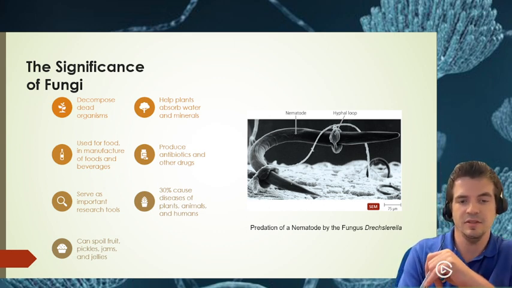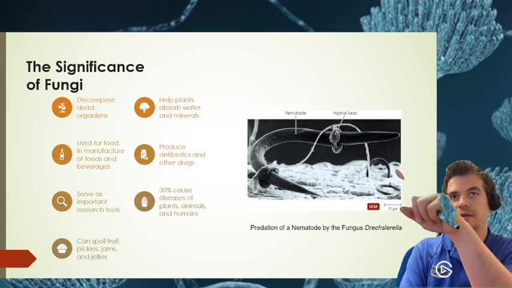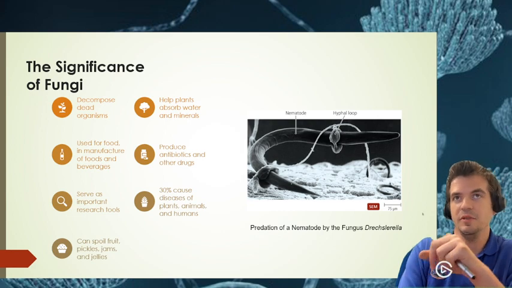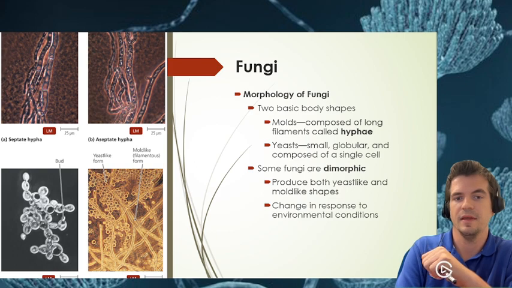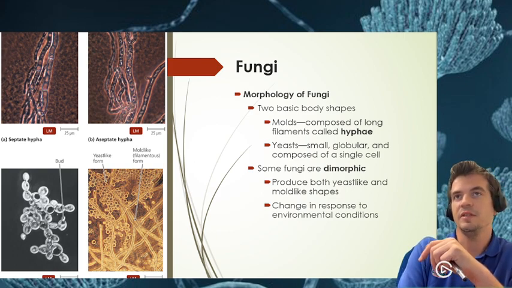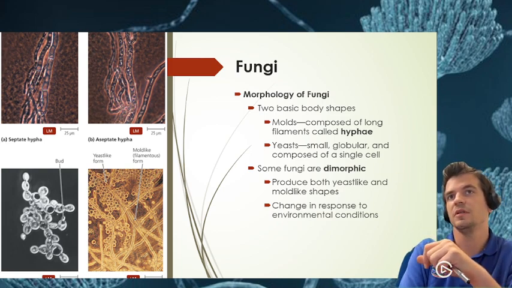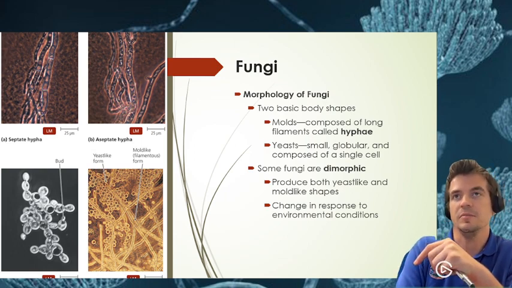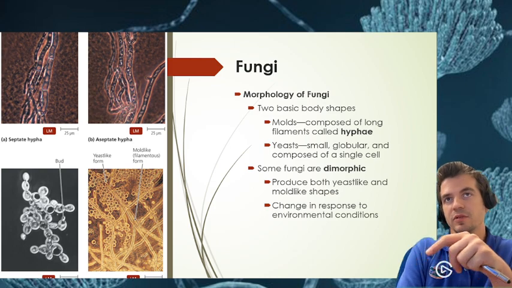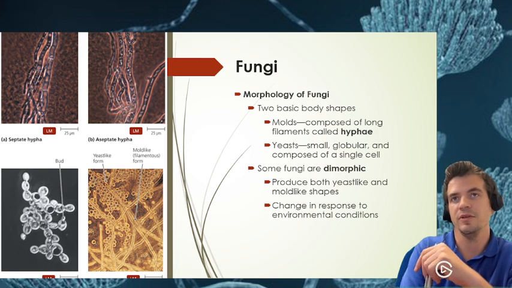And this is a fungus eating a nematode. I believe the nematode is dead. So you can have two basic types of fungi. One are molds, and those are generally multicellular, and they are composed of long filaments called hyphae. And then the yeasts are unicellular fungi, right?